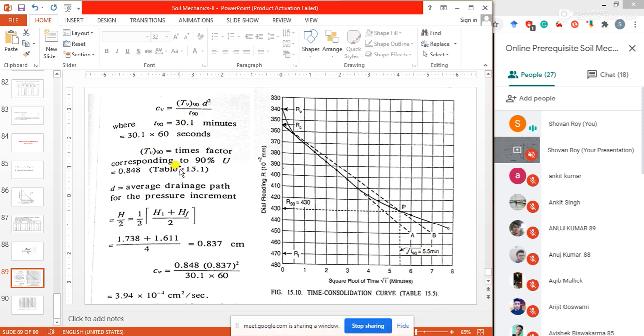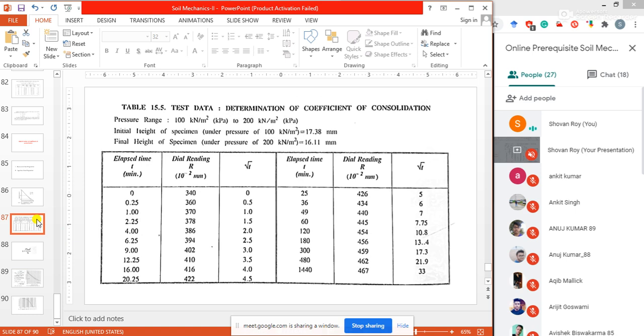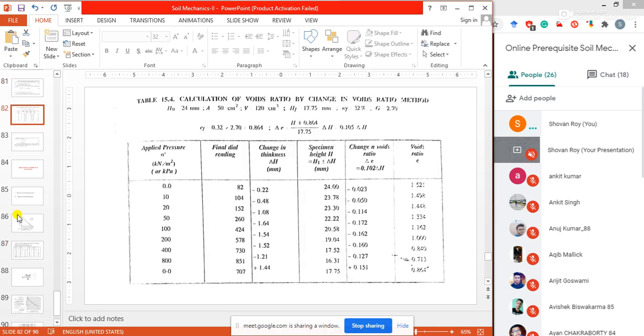TV90 is the time factor corresponding to 90% U, that is 0.848, from Table 15.1. Table 15.1 is already given in this part.